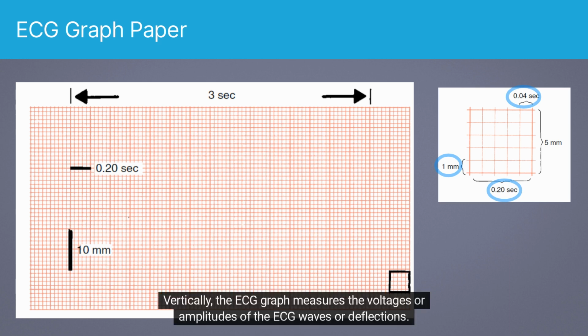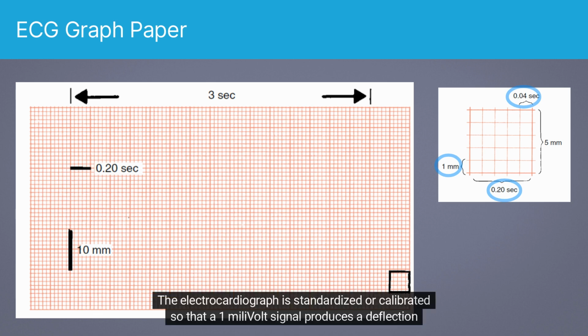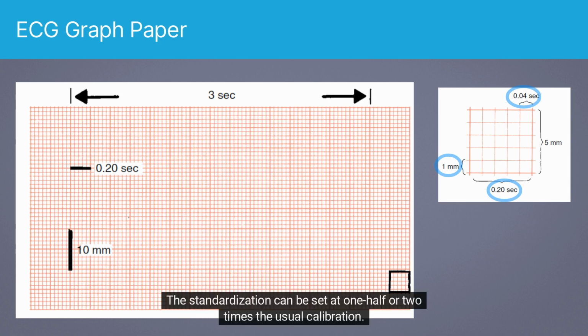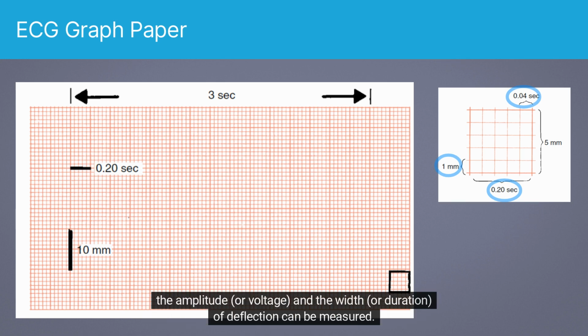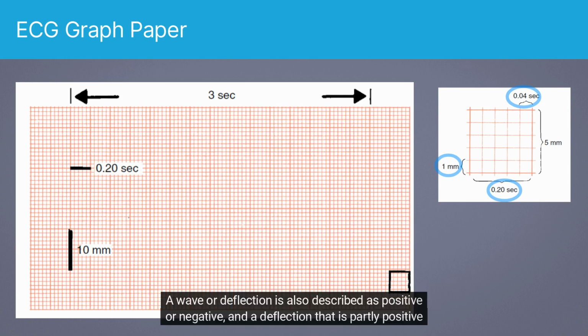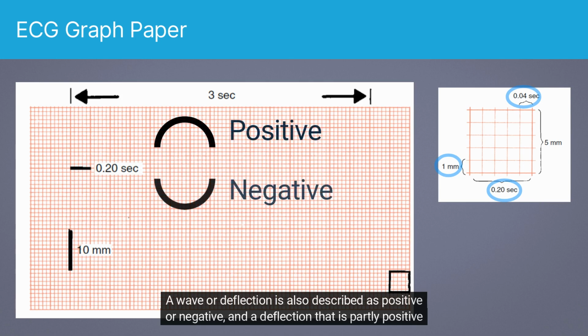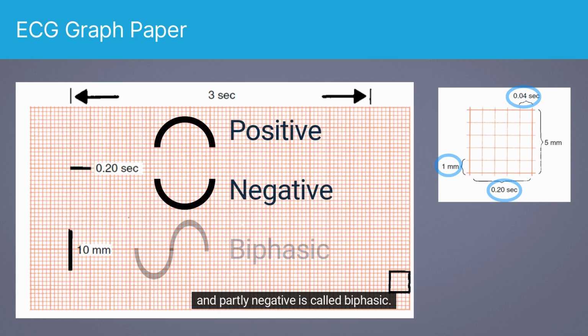Vertically, the ECG graph measures the voltages or amplitudes of the ECG waves or deflections. The electrocardiograph is standardized or calibrated so that a 1 mV signal produces a deflection of 10 mm amplitude. The standardization can be set at 1/2 or 2 times the usual calibration. Because the ECG is calibrated, any part of the P, QRS, and T deflections can be described in 2 ways. The amplitude or voltage and the width or duration of deflection can be measured. A wave or deflection is also described as positive or negative, and a deflection that is partly positive and partly negative is called biphasic.